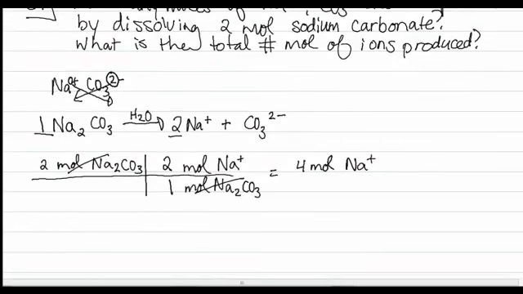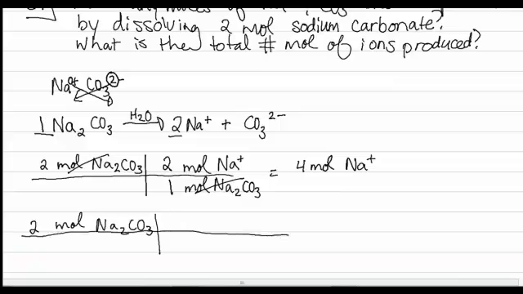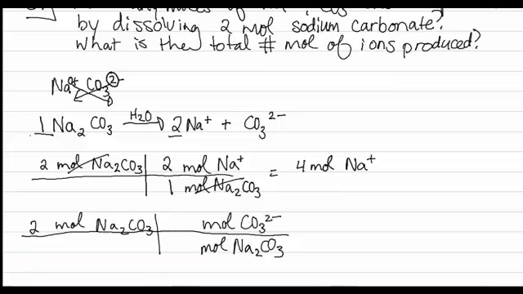I do the same thing for carbonate. I start with my 2 moles, Na2CO3. I keep the mole of Na2CO3 on the bottom because I want that to cancel. I go mole CO3 2 minus on the top. I have a 1 here again, and there's a 1 in front of the CO3 2 minus. So I get that I have 2 moles of CO3 2 minus.